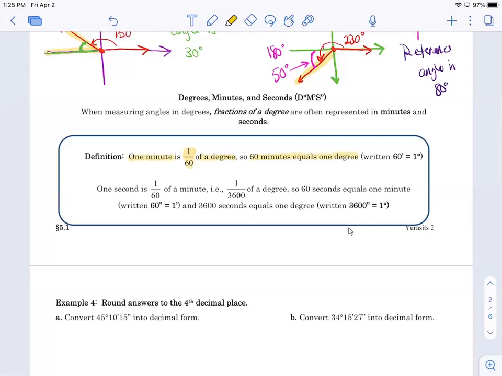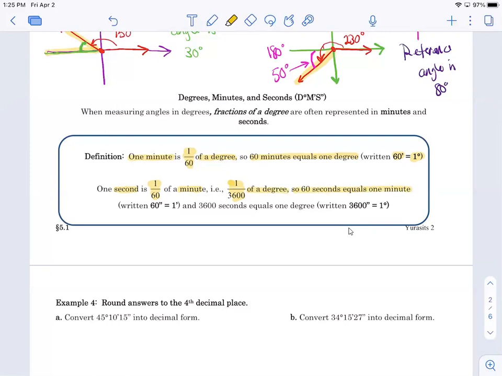How we notate that is with this 1 apostrophe. So 60 minutes equals 1 degree. Again, this is just used to be more specific and accurate with angles that have a fraction of a degree, because it happens, right? So 1 second is 1/60th of a minute. Again, think of a clock. So that means 1/3,600 of a degree.